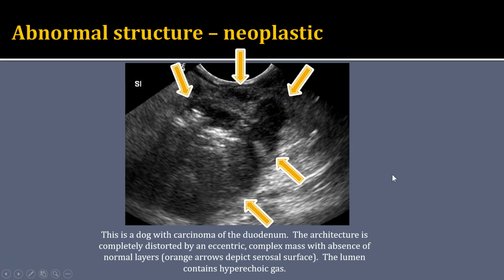Now, this patient also has a carcinoma. This is in the duodenum. This one is so abnormal, we can't even tell that it's an intestinal segment. Here's the lumen with gas, and then just kind of this hypoechoic heterogeneous mass.